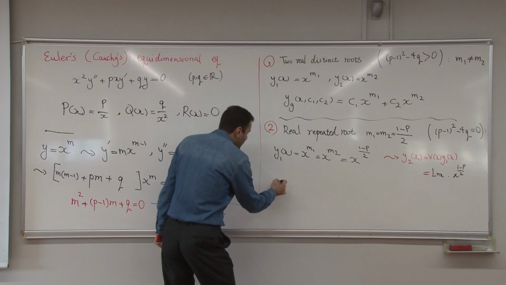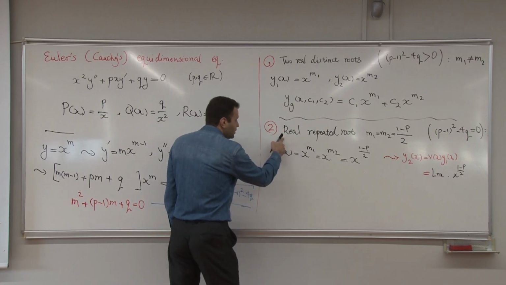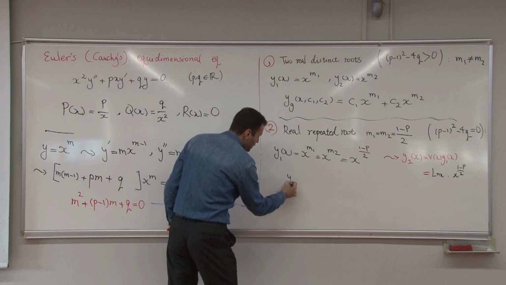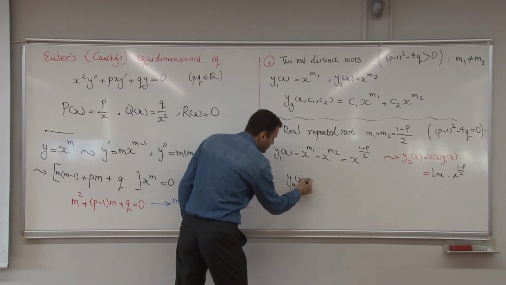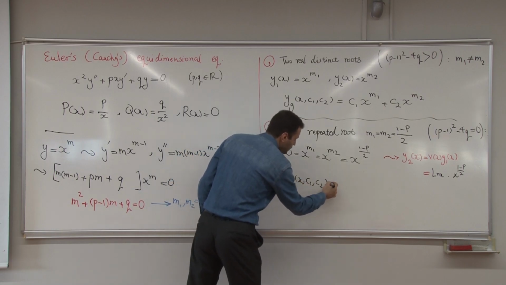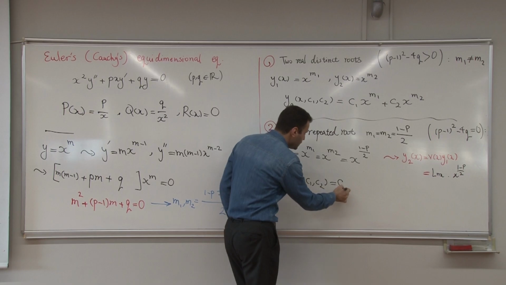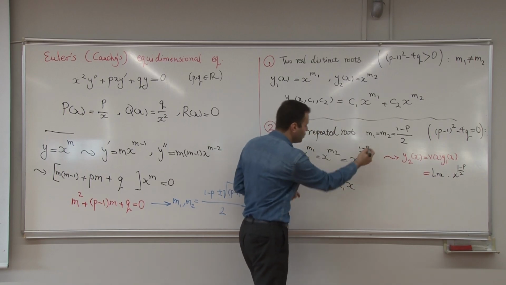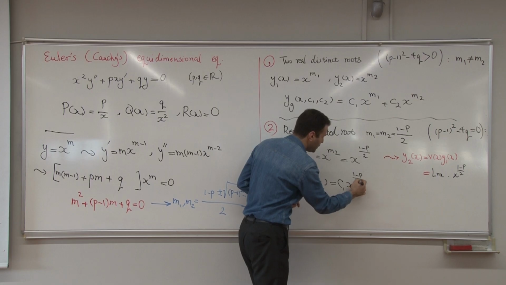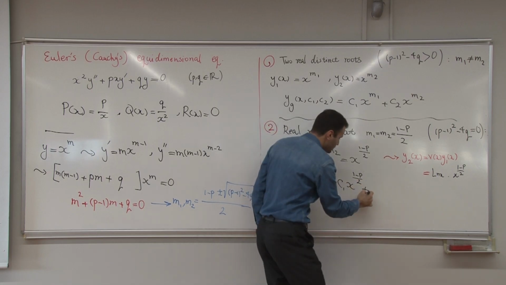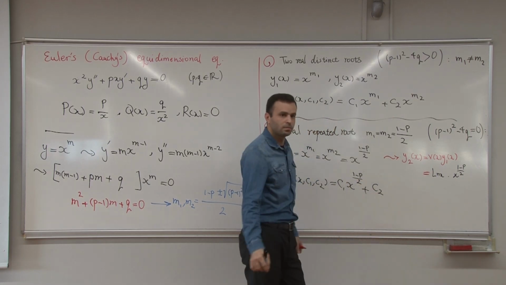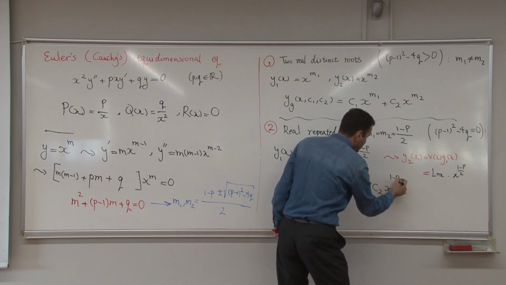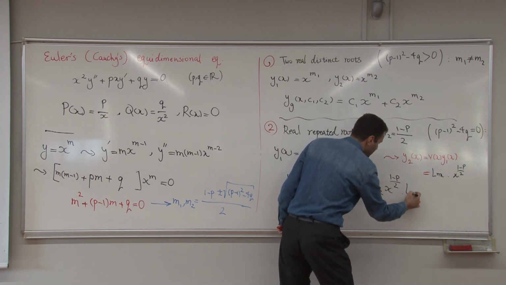Since these two are independent, then in this case, the general solution of this homogeneous equation is going to be y(x) = c1 times y1, which is x to the power of m1, or 1 minus p divided by 2, plus c2 times x to the power of 1 minus p divided by 2 times ln of x.